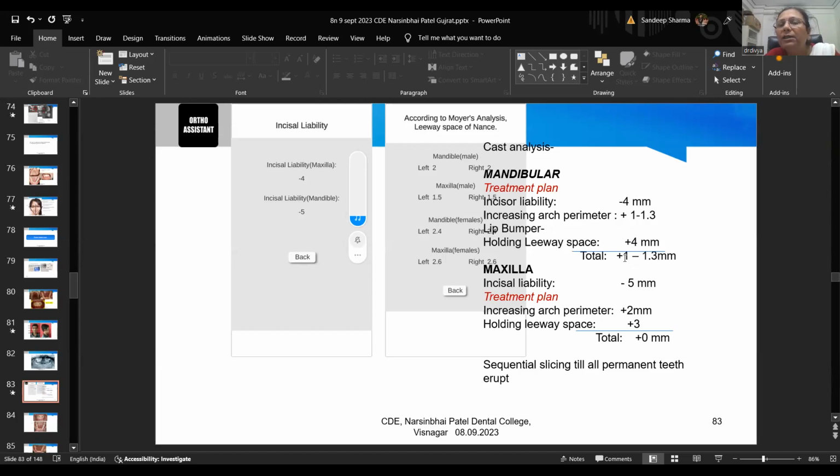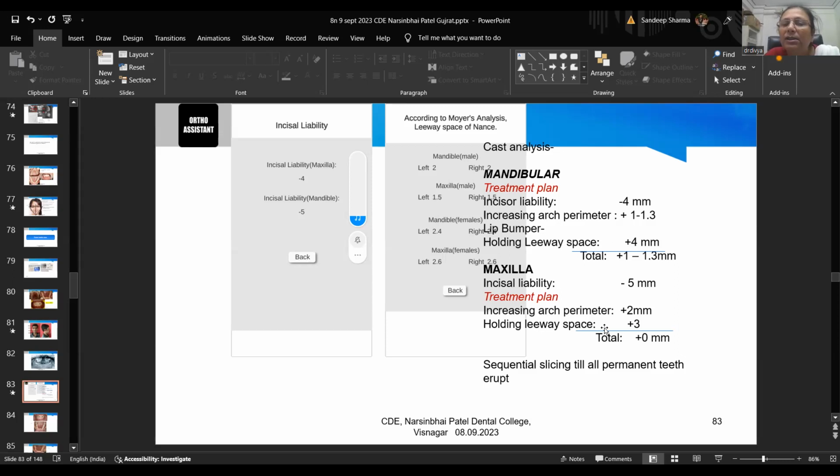We will have a +1 to 1.3 millimeter excess space. Likewise, in the maxilla, it is -5 incisor liability. Increasing the arch perimeter, we will have +2. Holding the leeway space, we will have +3. These are old terminologies, and now I have replaced them with incisor space discrepancy and buccal space discrepancy.